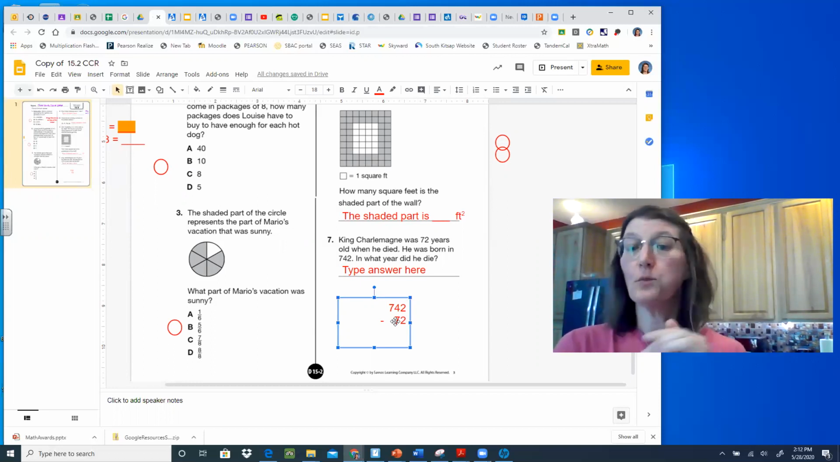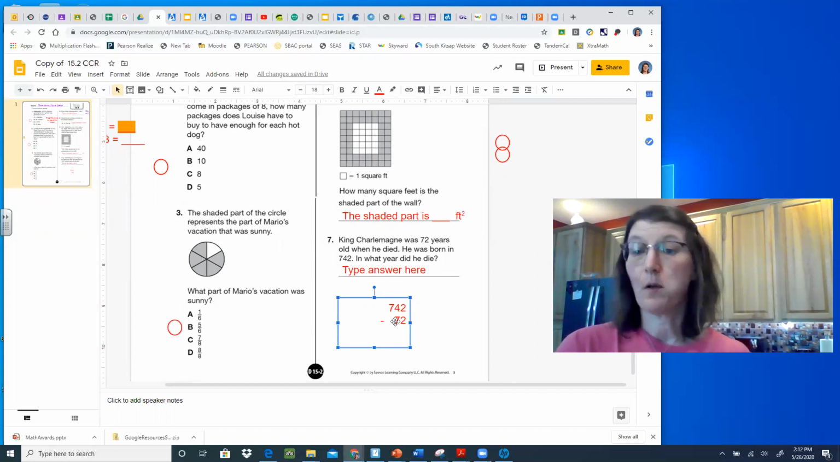Don't forget that you borrowed from that 7 and it's now a 6.